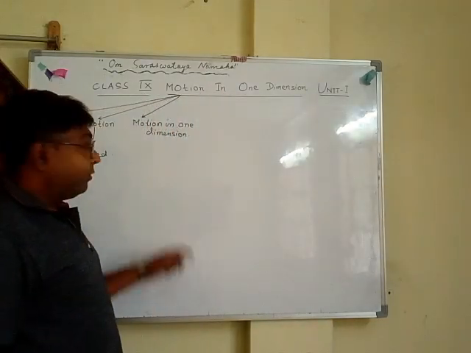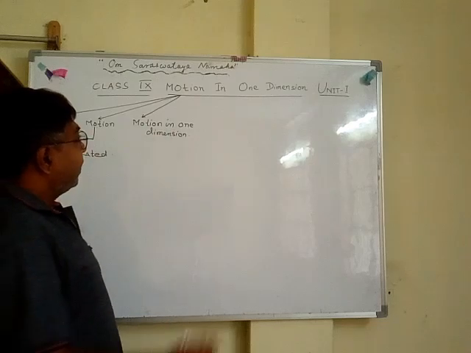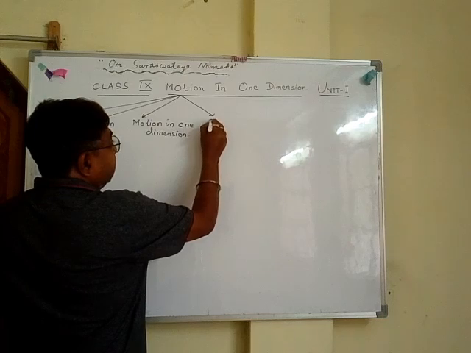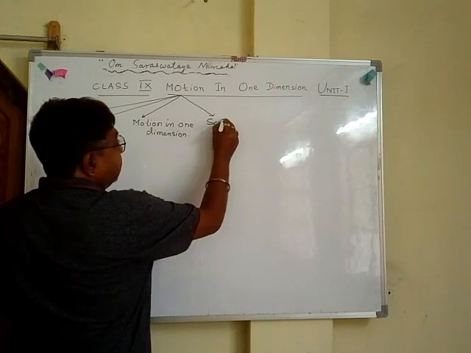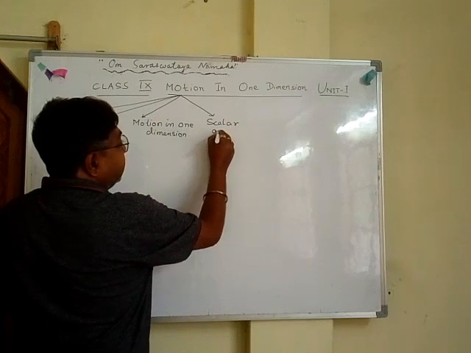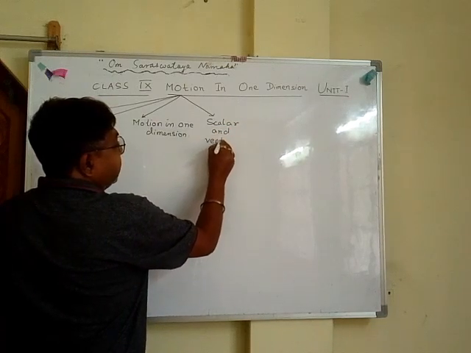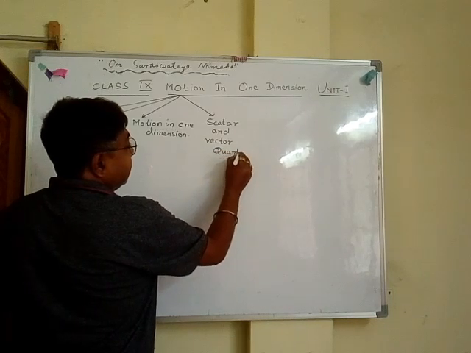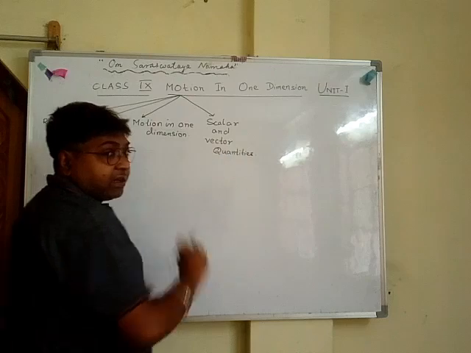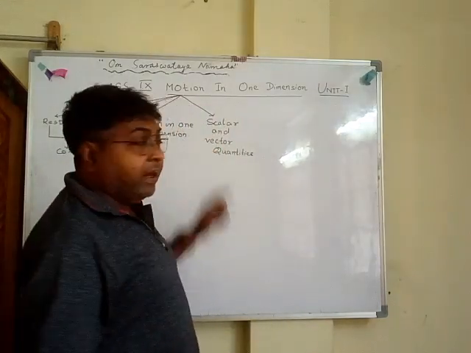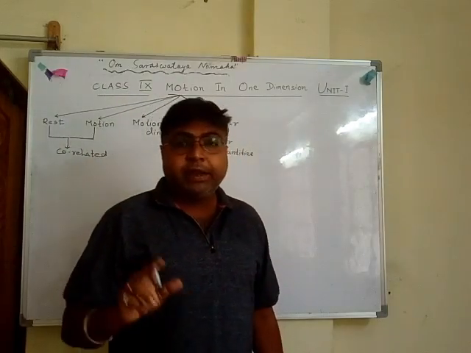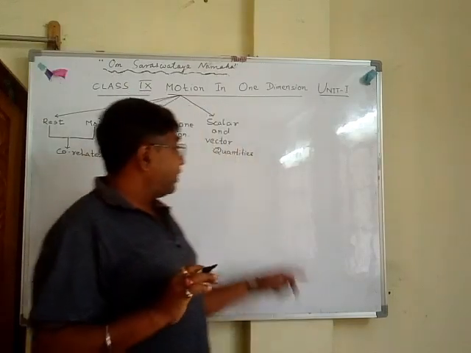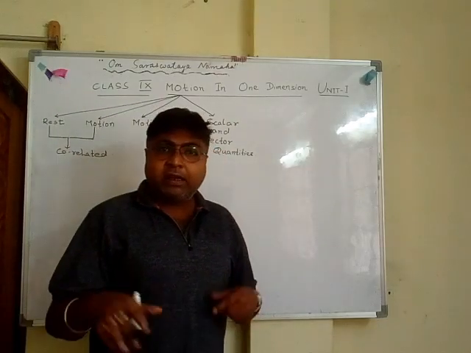The next topic after motion in one dimension is scalar and vector quantities. These topics, scalar and vector quantities, I have explained in chapter 1 of class 9 physics. I will explain once again.